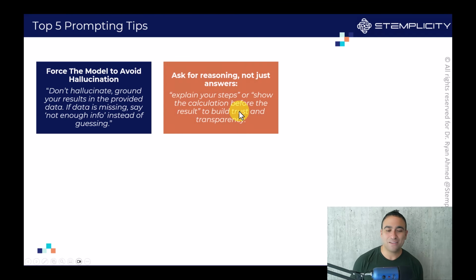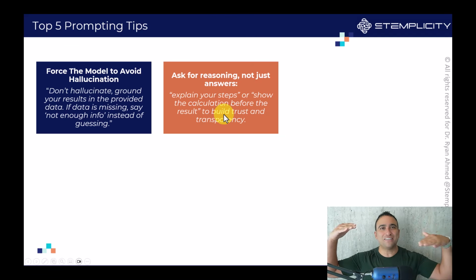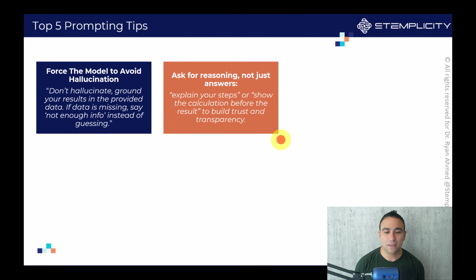The second tip is you can tell it, ask for reasoning, not just answers. So you can basically tell the artificial intelligence models, I want you to explain your steps. I want you to show the calculations before the results. And the idea here is we want to build trust and transparency. So instead of asking artificial intelligence models to simply generate the output, we're asking it, okay, show me the reasoning, show me how your train of thought looks.